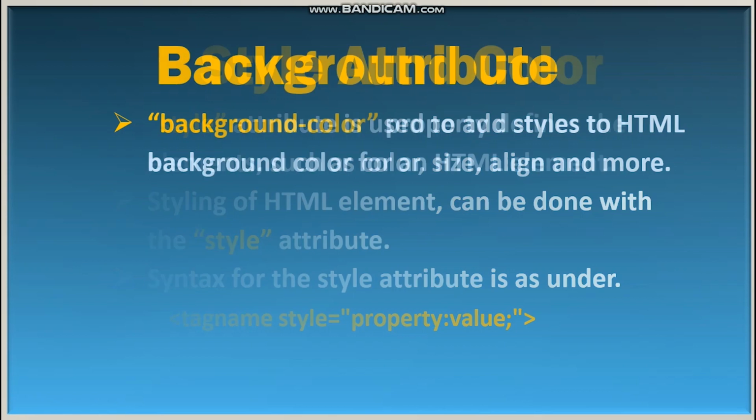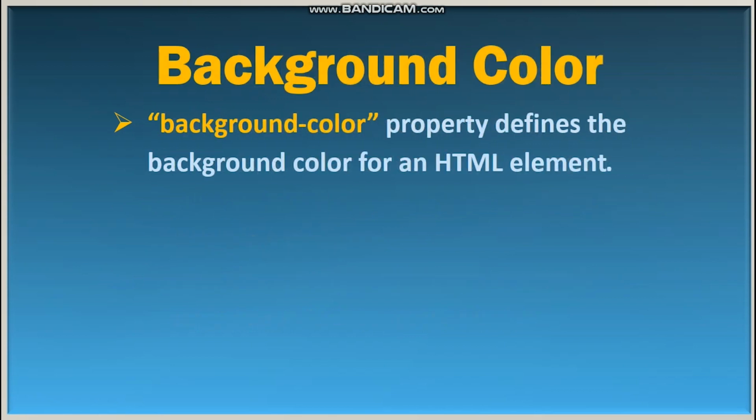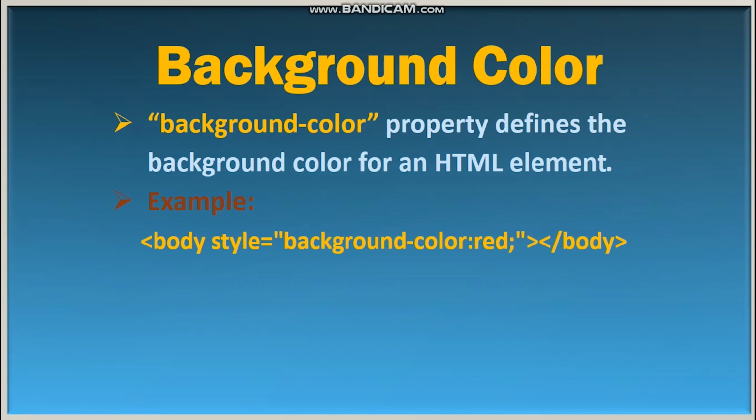First of all, if we want to change the background color of an HTML element, we use the background color property. The background color property defines the background color for an HTML element. For example, here you can see if we want to change the background color of our body, we use the style attribute, then use the property background color and assign the background color red. By doing this, the body color changes to red.